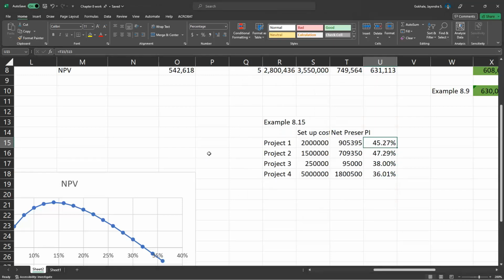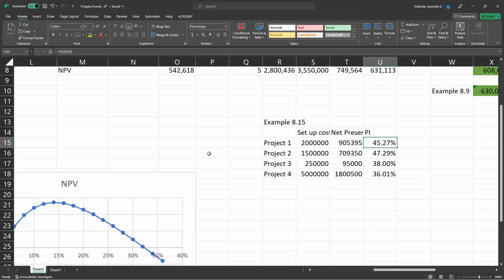We can see each of these projects has a very good profitability index. So this is another way to determine the feasibility of a project. But we can find out and state that the second project has the biggest profitability index. It's returning 47.29% of net present value as compared to the setup cost. The second most profitable project is Project 1 at 45.27%, and then Project 3 and Project 4 respectively.